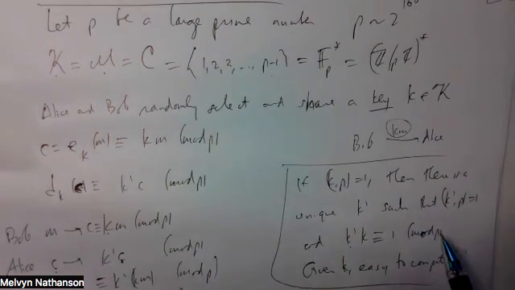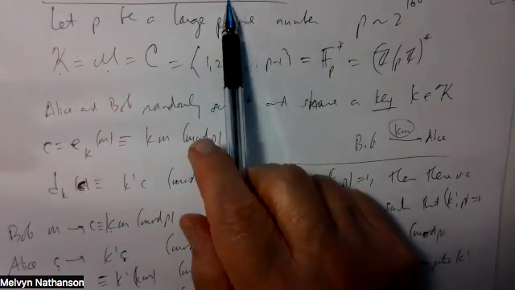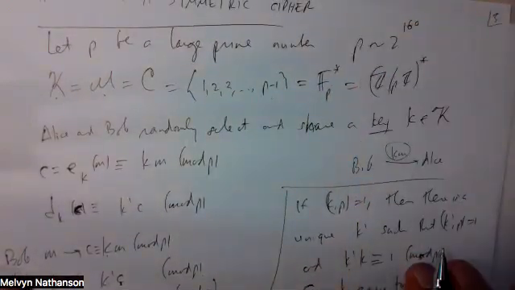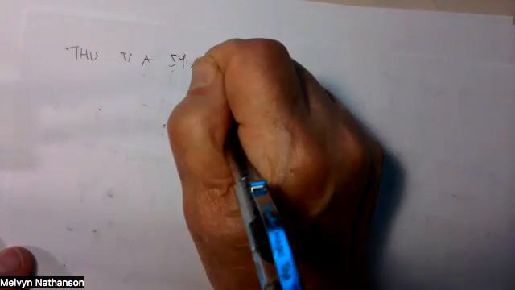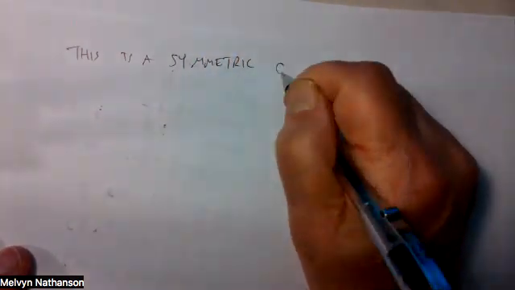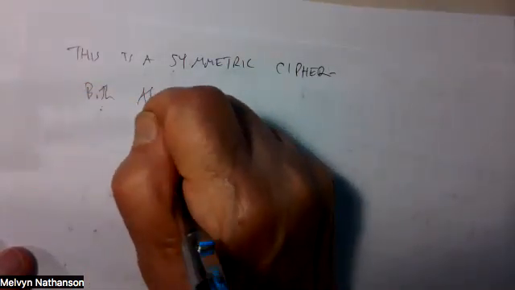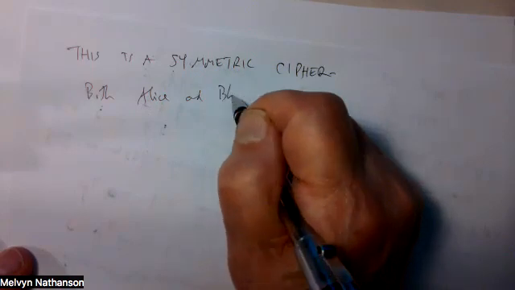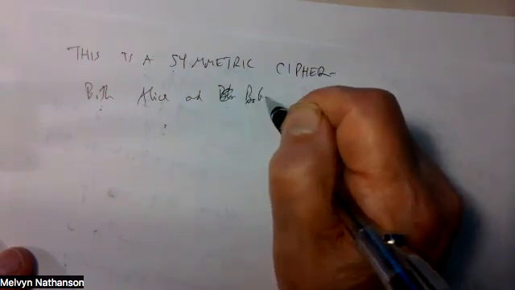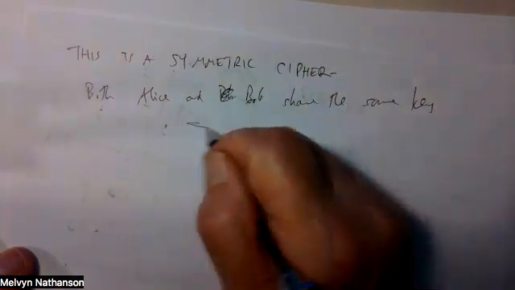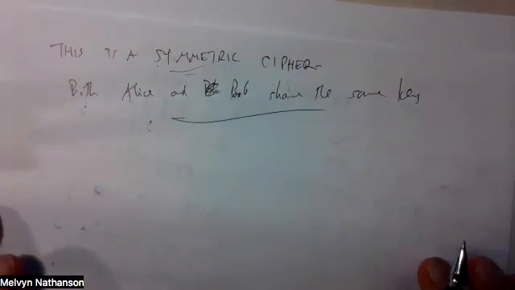Right? So in this encryption scheme, it's symmetric. Symmetric, again, means Alice and Bob have the same information, the same key, right? So this is a symmetric cipher. Both Alice and Bob share the same key. That's the symmetry in this.